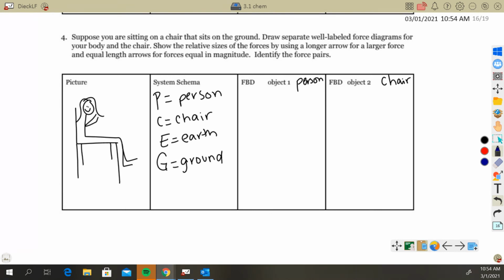All right, so with number 4, just looking at the person. What is a force that they are experiencing? Gravity. Okay. Force of gravity. Who is dealing that gravity? Who is feeling it? Good. What else are they experiencing? Normal force. What direction does that go? Up. Who is dealing that normal force? The chair. Very good. Who's feeling it? Person. Awesome.